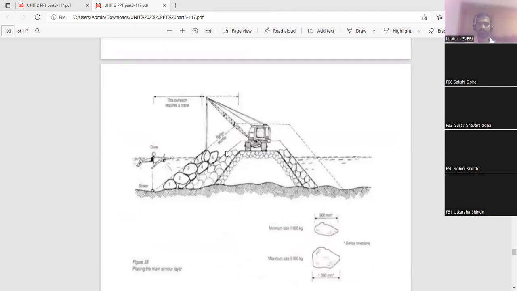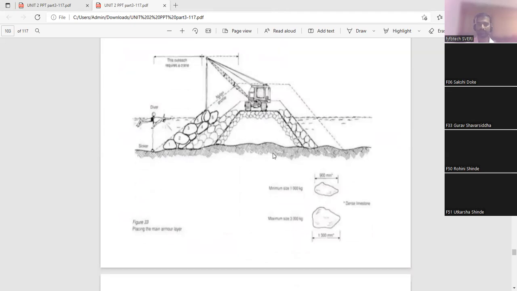See how the construction of your breakwaters takes place. First they do the embankment here with a small size of materials, and afterwards a large size of materials, afterwards very large size of materials. That is done with the help of cranes and all.